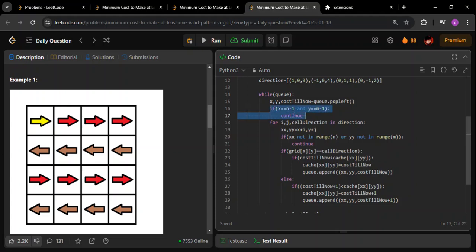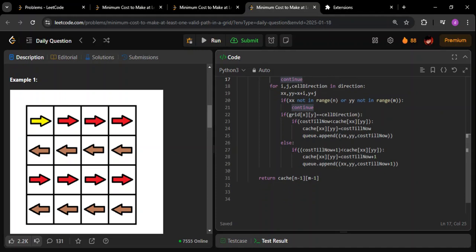If you go below that, what is happening is we are now trying to go to the adjacent cells of the current cell. For that reason, whenever you reach the last cell, the right bottom cell, you need not try to go to adjacent cells. As simple as that. Whenever you reach the target, you should not continue further; you should go to the next loop directly. So at last we are returning the cache value of n-1 comma m-1.